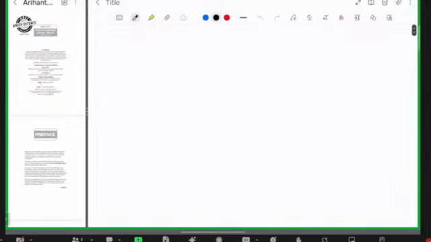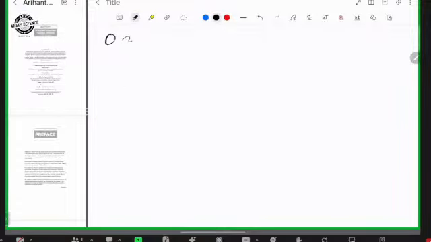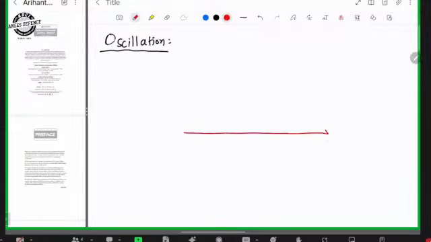Okay, let's start oscillation. We will discuss the concepts immediately, then we will solve the PYQs, previous year questions. In oscillations, we will study simple harmonic motion. In simple harmonic motion, the object moves to and fro about its mean position.